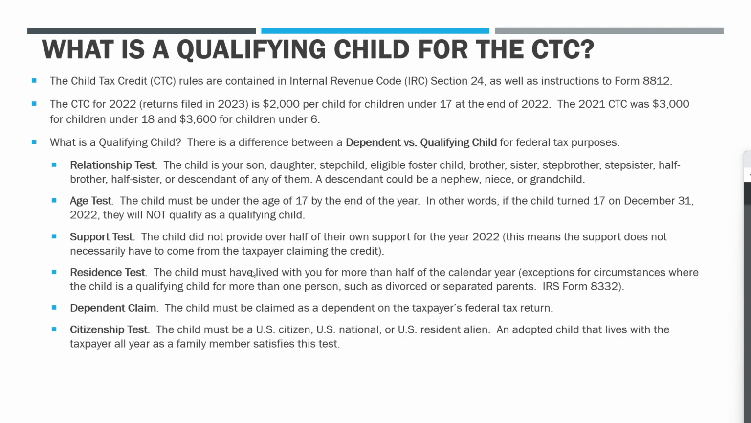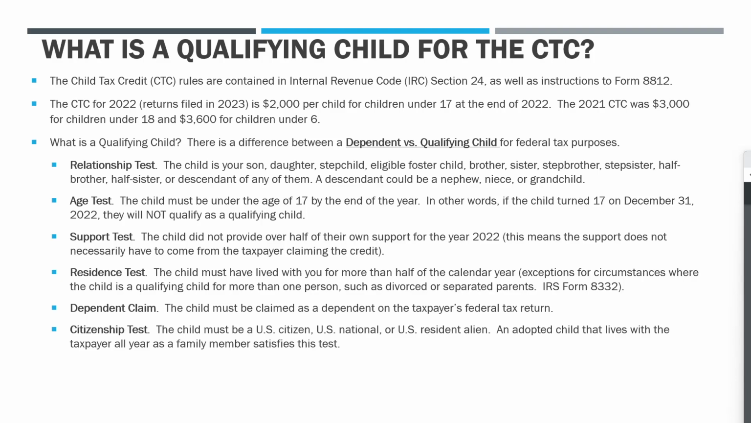Now, the residence test is also pretty straightforward. This is the same test for the qualifying child for CTC and just the dependent. The child has to have lived with you for more than half the year. Now, the exceptions here are for separated or divorced parents. The custodial parent, meaning the parent that actually has the child living with them for more than half the year, is generally the parent that's going to be claiming the child. The other parent, the non-custodial parent, generally can't, unless they meet all the other tests and the custodial parent waives the right to claim that child.